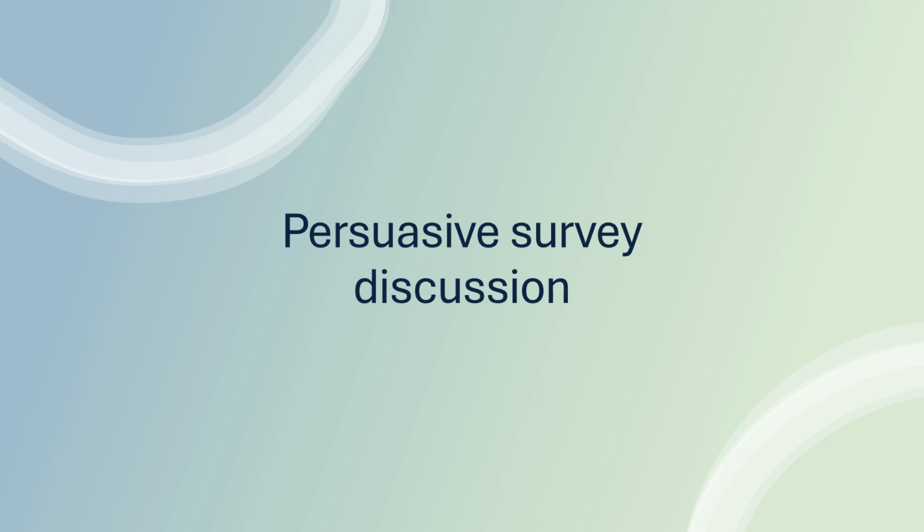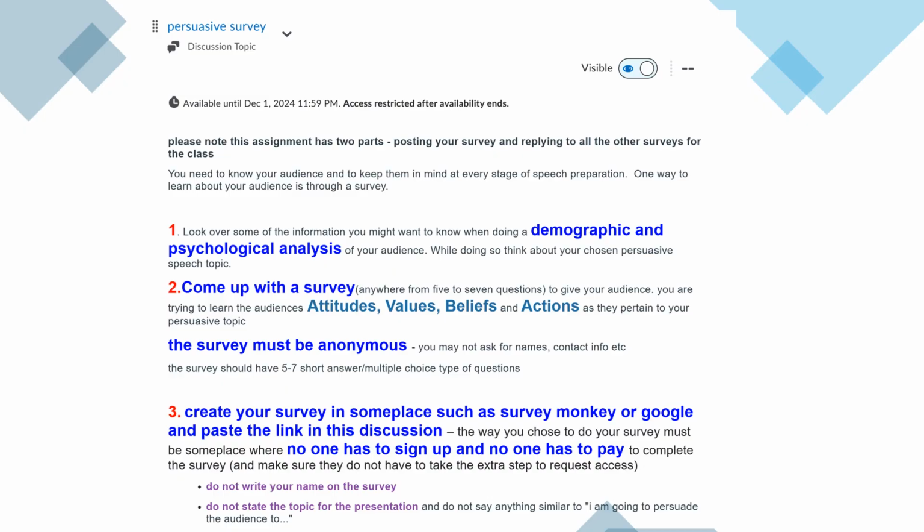If you recall, we had gone over the attitudes, beliefs, values, and behavior of the audience. And we said that it was important to understand this in order to persuade them. And this is how you learn those attitudes, beliefs, values, and behaviors. So you're going to do a persuasive survey.